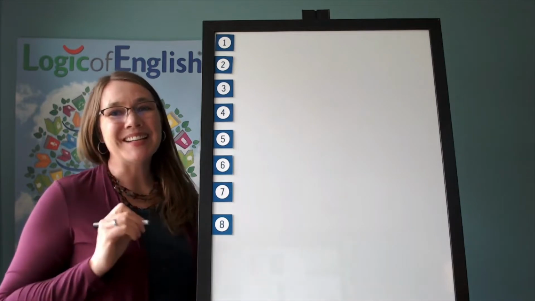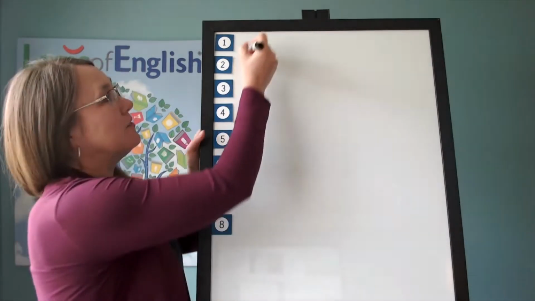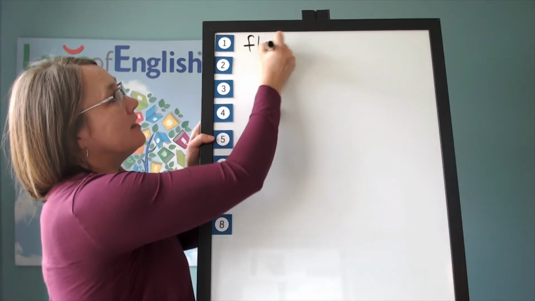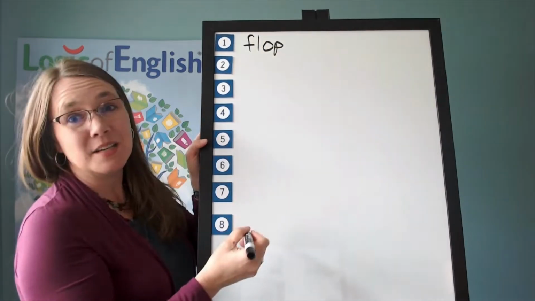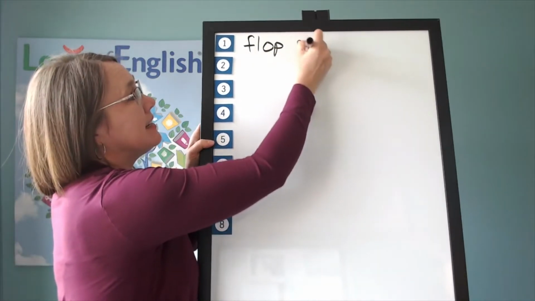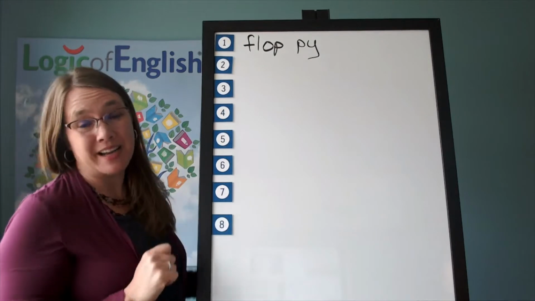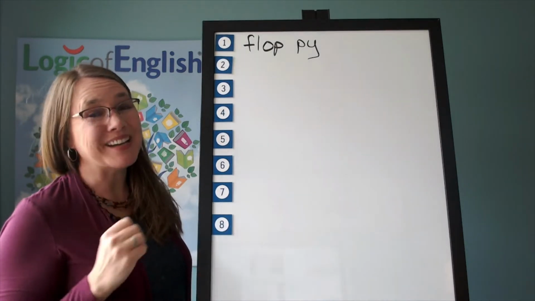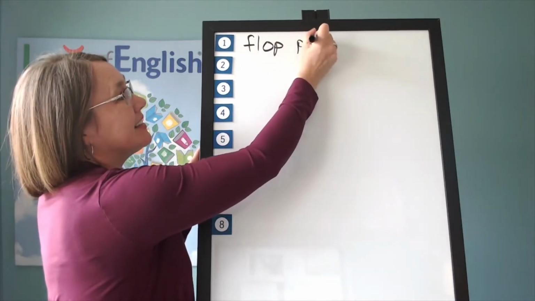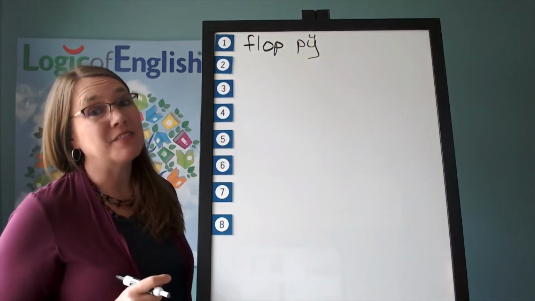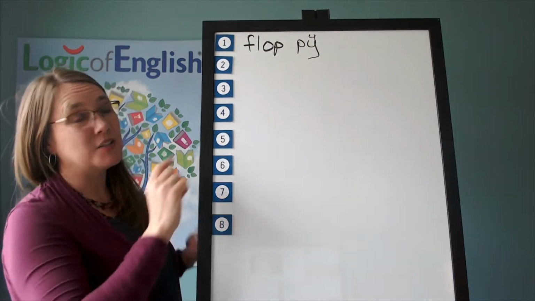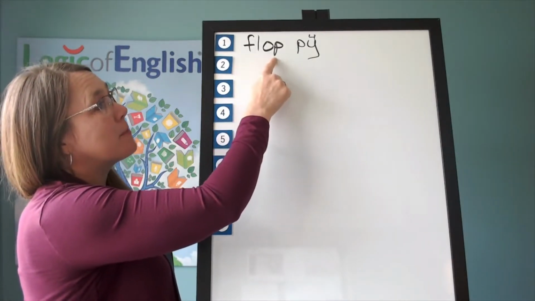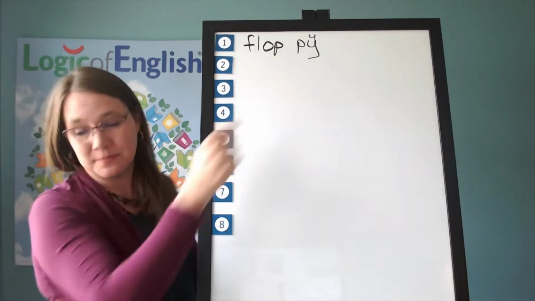Good. And now help me to write it. The first syllable is flop: F, L, A, P. The second syllable is P, Y. And how will we mark it? What sound of Y do you hear? That's right, it's the fourth. It's saying its E sound at the end of a multi-syllable word. Let's read it. F, L, A, P, P, Y, floppy.